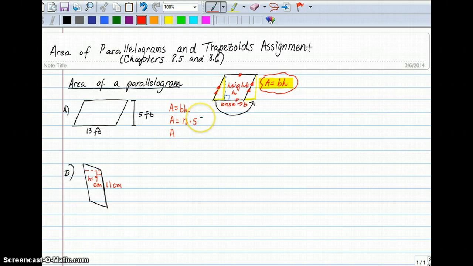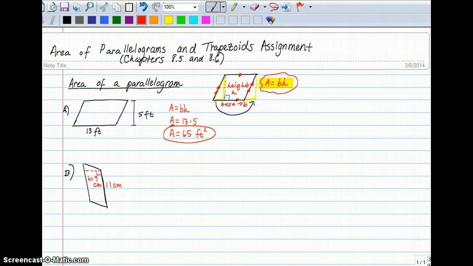13 is 10 plus 3, so 5 times 10 is 50. 3 times 5 is 15. 50 and 15 is 65. Anytime you find area, it's the inside square unit measurement of a figure, so it's going to be feet squared or square feet. Make sure you put the proper labels on.